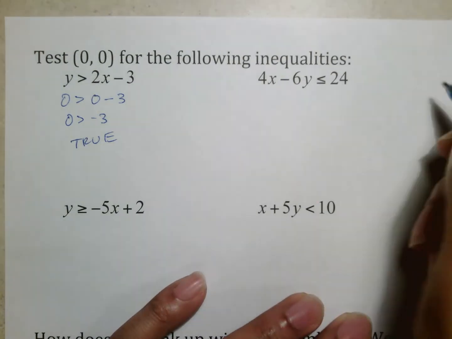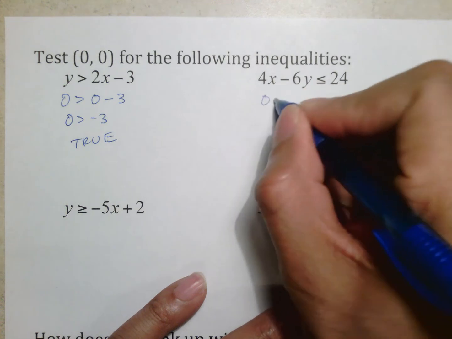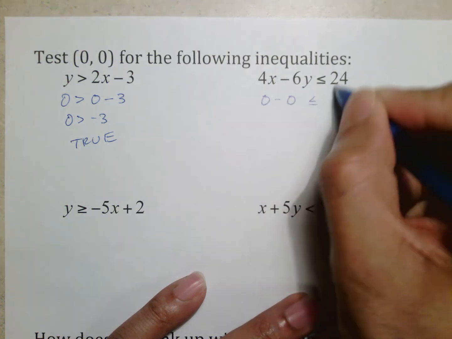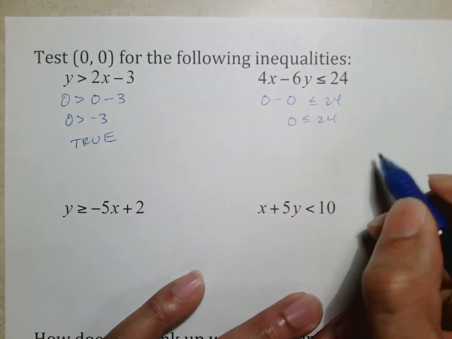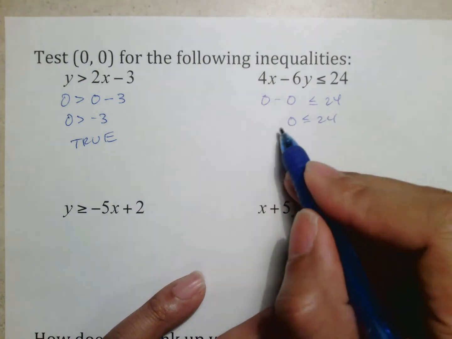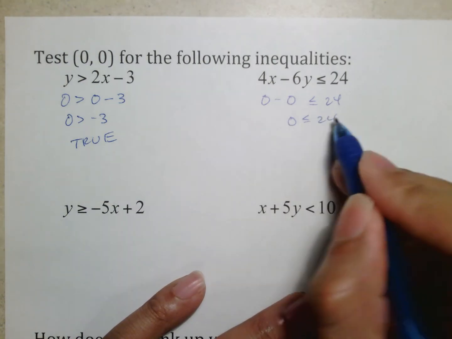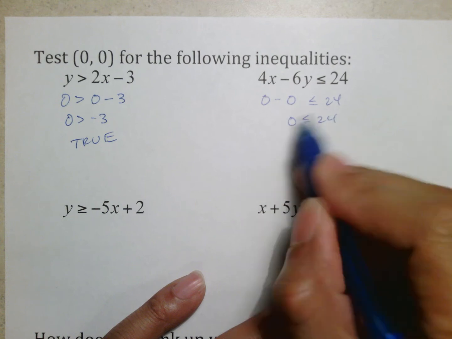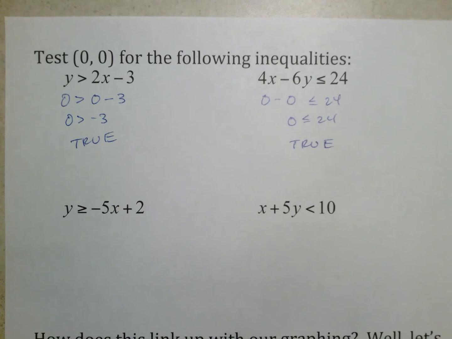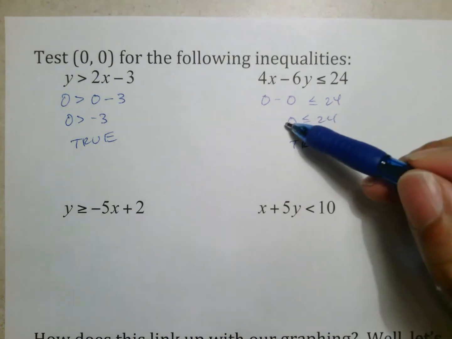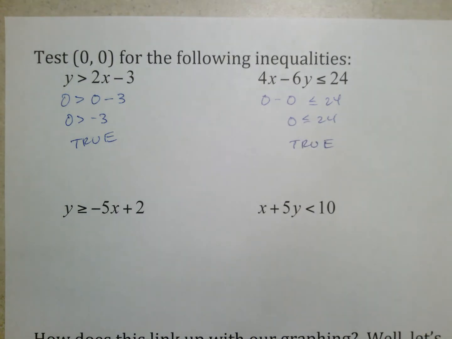4x minus 6y less than or equal to 24. This will turn into a 0. That will turn into a 0. The number stays the same. This, of course, is 0 less than or equal to 24. Is 0 smaller than 24? Is the alligator going to eat 0 over or 24 over 0? That is also true, because 24 is bigger than 0, so that is going the correct way.